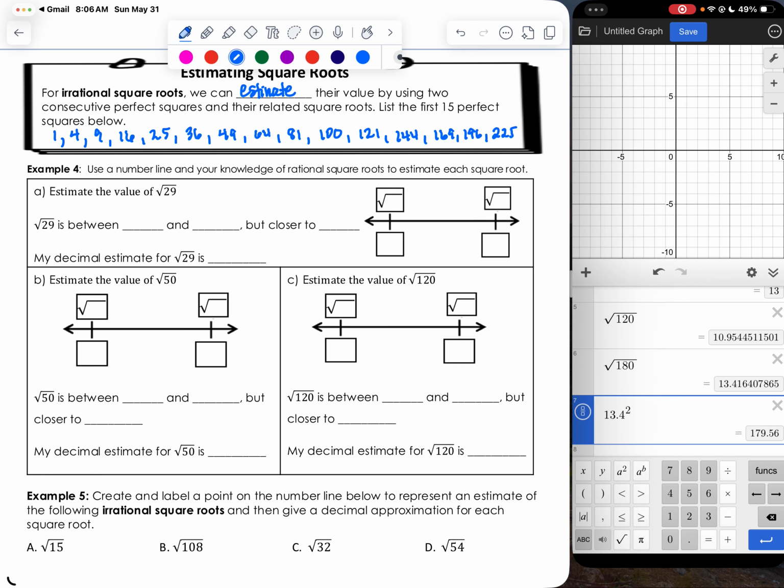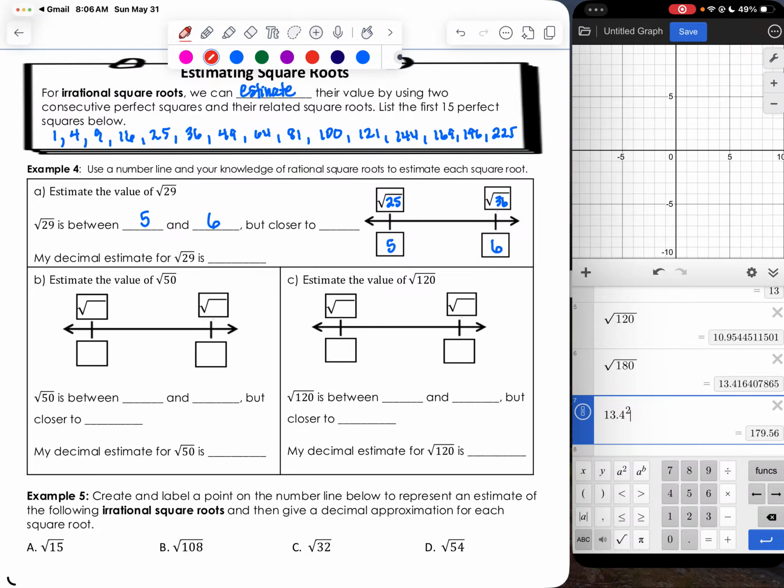So hopefully you said square root 25 is a little bit smaller than square root 29. Then the next perfect square after 25 is square root 36. So we know the square root of 25 is 5, and the square root of 36 is 6. So I know the square root of 29 is going to be a number that's between 5 and 6. So let's plot it on the number line. So where should I plot the square root of 29? Should I plot it closer to the 25 or closer to the 36?